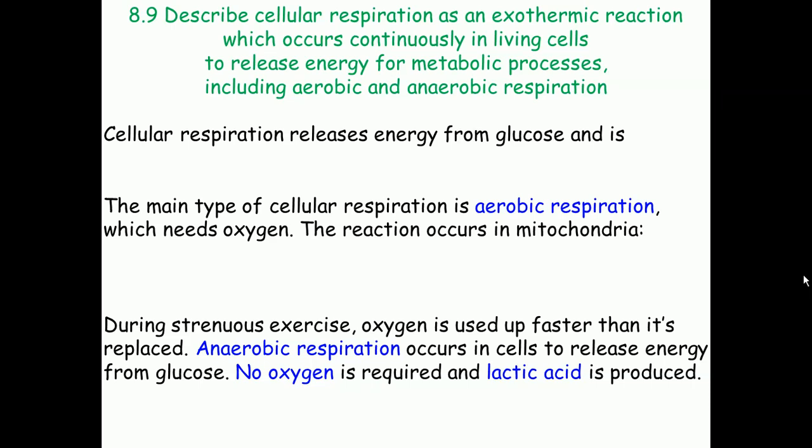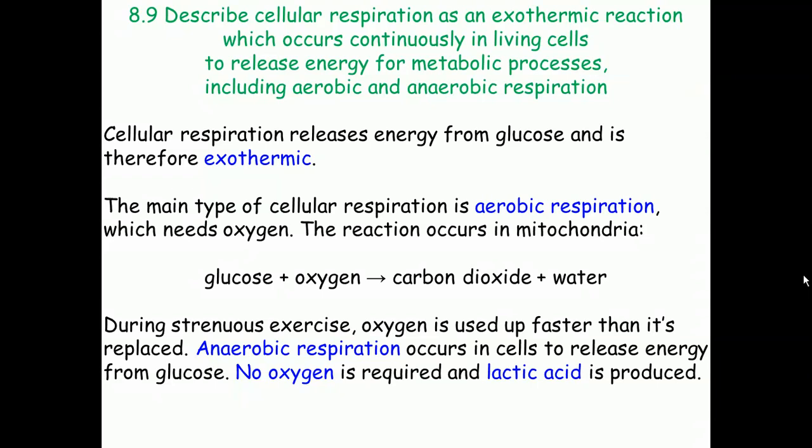So respiration happening in cells releases energy from glucose, and because it releases energy, some of that energy heats up the body and is lost to the surroundings. So we can say that it's an exothermic reaction. And the main type of cellular respiration is aerobic respiration, and this needs oxygen. And because it needs oxygen, that reaction mainly occurs in the mitochondria. And we should know the word equation. The energy is released from glucose and it needs oxygen, so glucose reacts with oxygen, and the byproducts or the waste products are carbon dioxide and water.